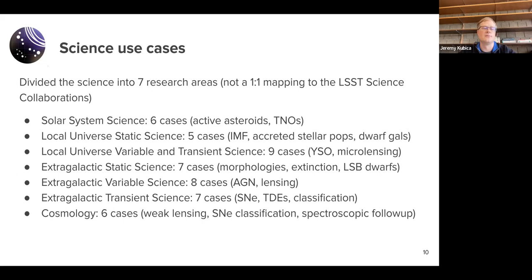And they fell into roughly solar system science, local universe static science, local universe variable and transient science, extragalactic static science, extragalactic variable science, extragalactic transient science, and cosmology. And you can see they roughly fell in there. And if you look at the LSST science collaborations, a particular science use case might fall into multiple clusters or be of interest to multiple science collaborations. So as I said, there's not a one-to-one mapping.